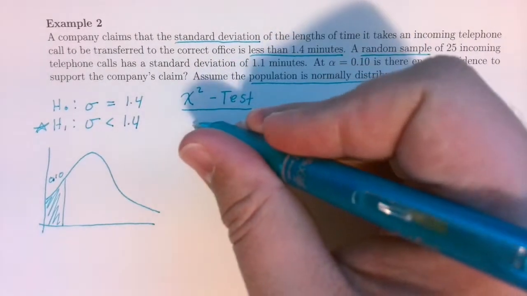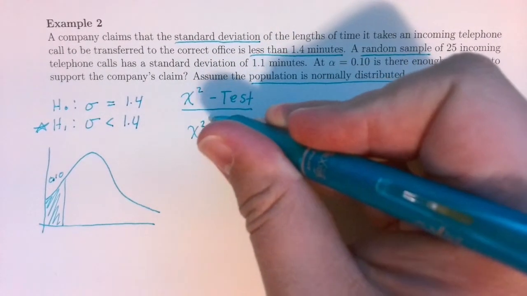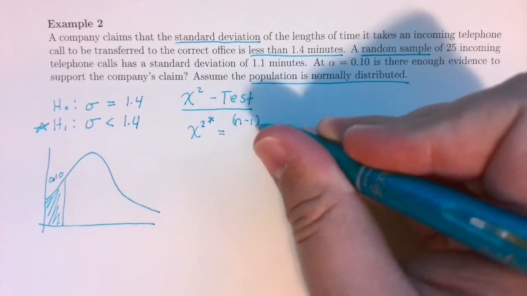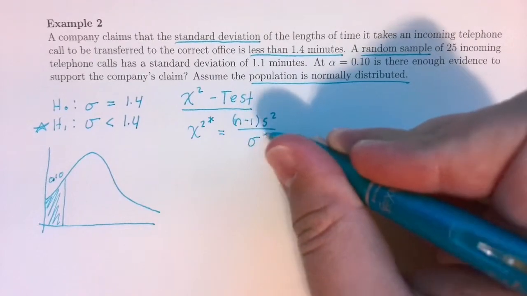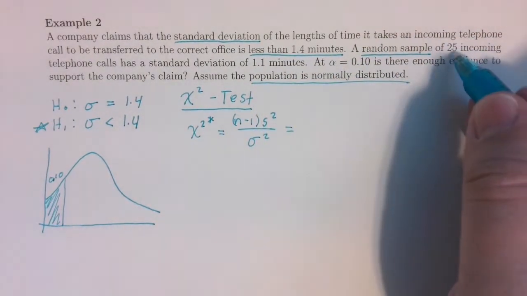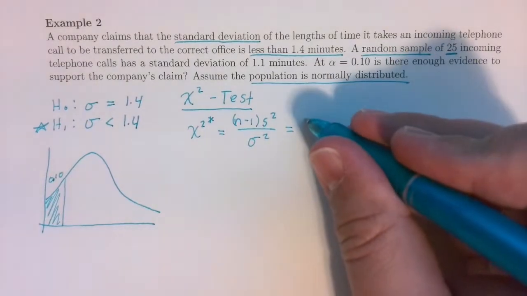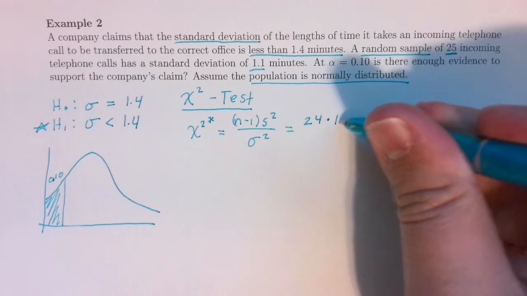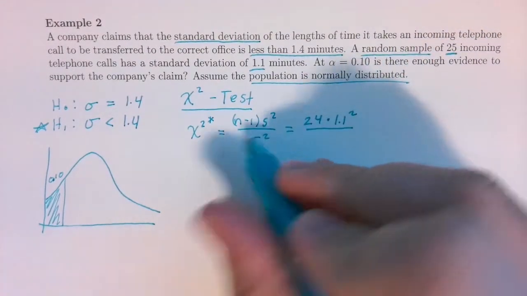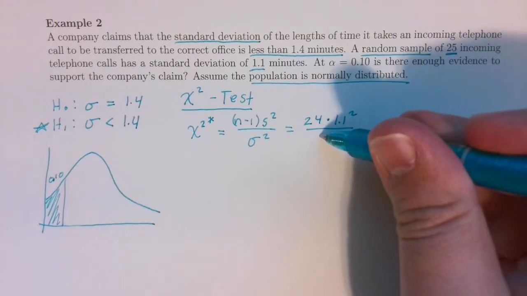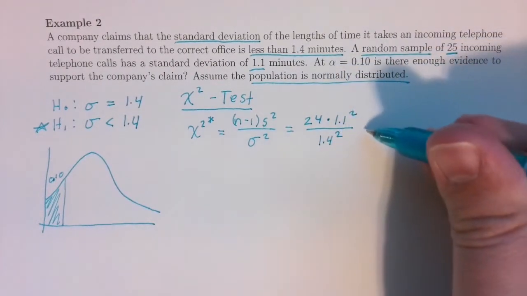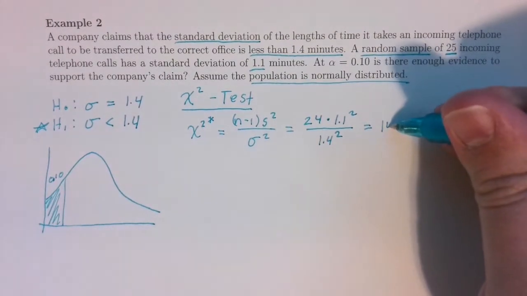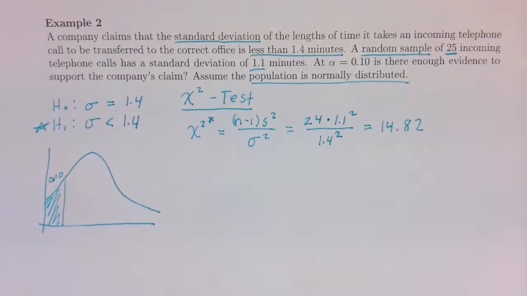Step 3. Calculate our chi-squared test statistic, which is n minus 1 times s squared over sigma squared. N is 25, so n minus 1 will be 24. S is 1.1, so we have to square that. And sigma, based off the null hypothesis, is 1.4, so we have to square that as well. After sticking this in a calculator, we get 14.82 as our test statistic.